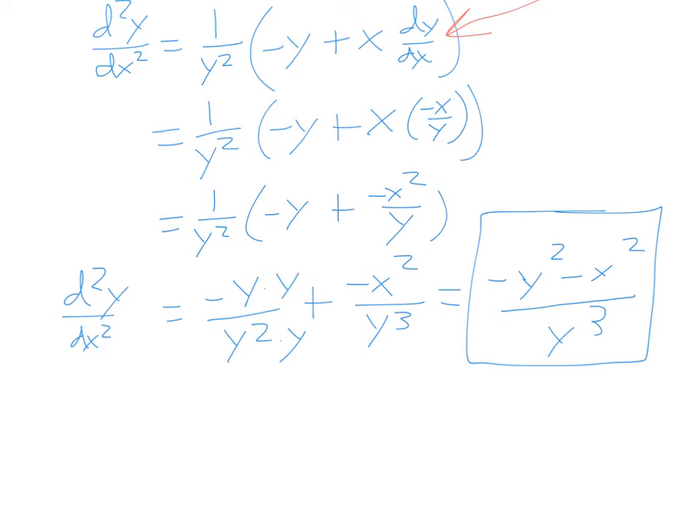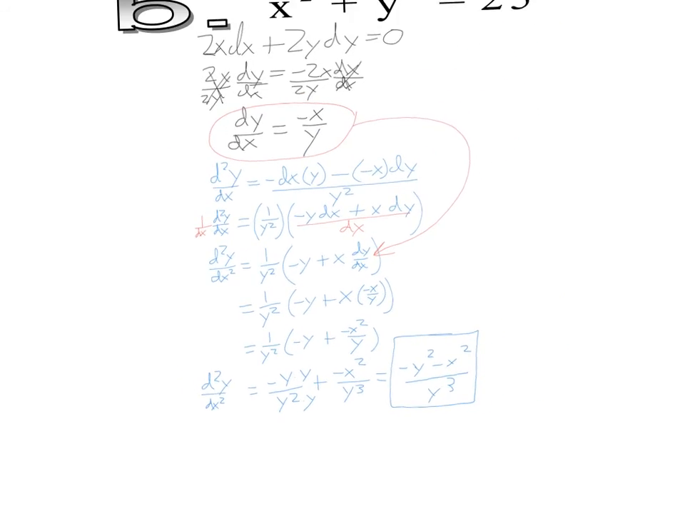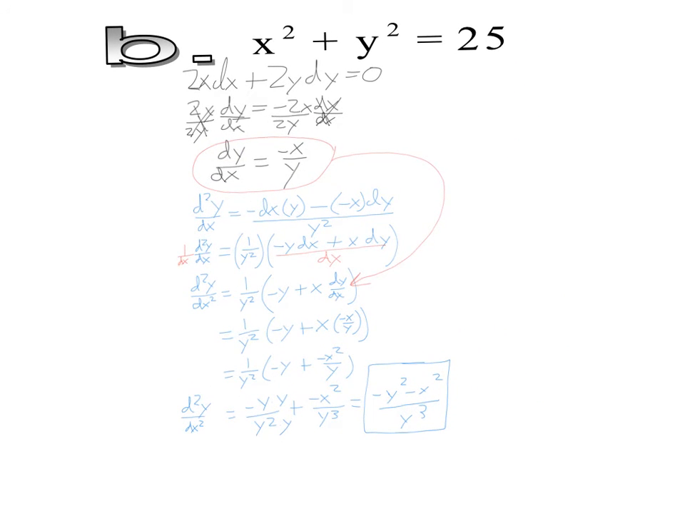Okay, so fun problem, right? A little bit of interesting algebra there, but very doable. Just got to find the first derivative, take the second derivative using the quotient rule, and then plug in that first derivative when it's called for in the second. Okay, let's go to the next page.